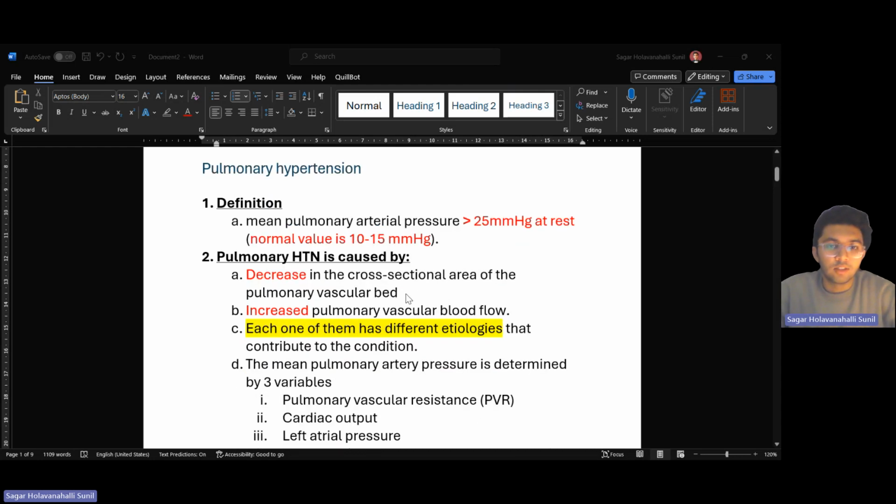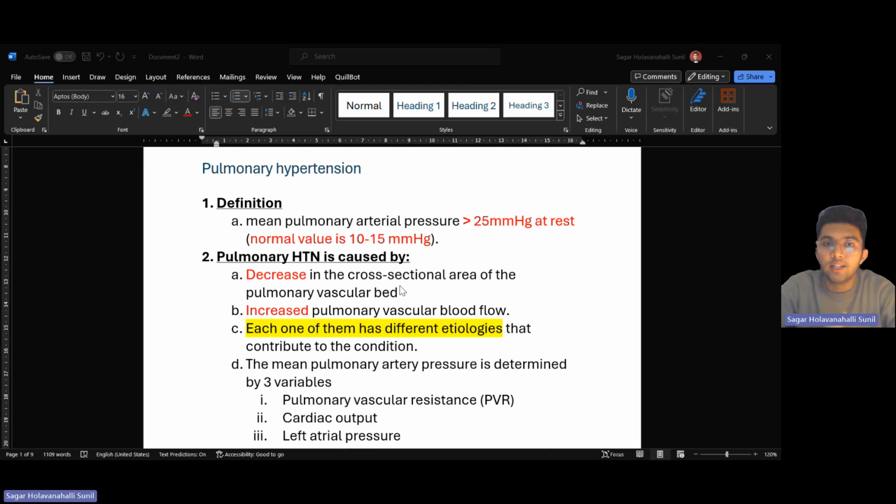Another important thing I would like to mention over here: let's say you have the pulmonary artery, and it divides into two main branches, right? And then that divides further and further. Now, if there is a block in the left division or the right division of the pulmonary artery, and if you look at the cross-sectional area, let's say, for example, the left side is blocked, right? So only the right side is now able to transfer the blood from the right side of the heart into the pulmonary vasculature.